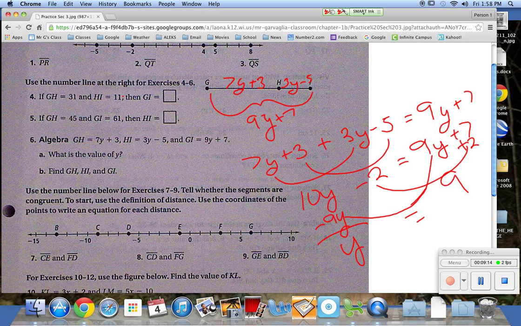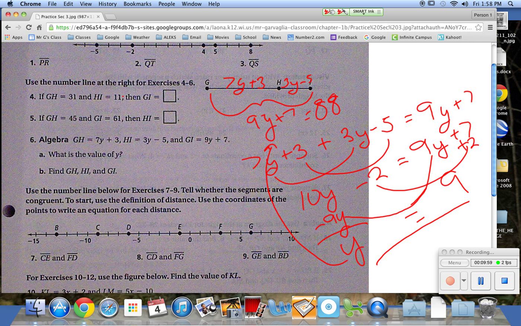Kaylin, what is the length of GI? What's this total length here? 9 is y. So what do you do? You take this y, plop it back into that. All right. How much? 9 times 9 is 81. All right. Plus 7 is 88. So this total length right here is 88.